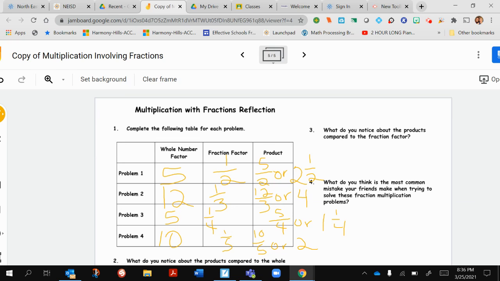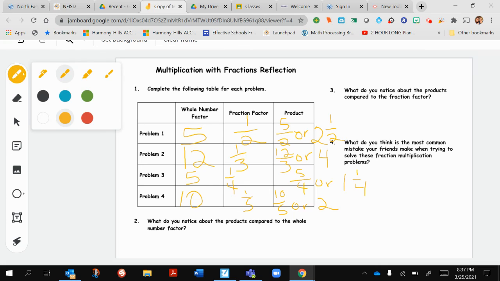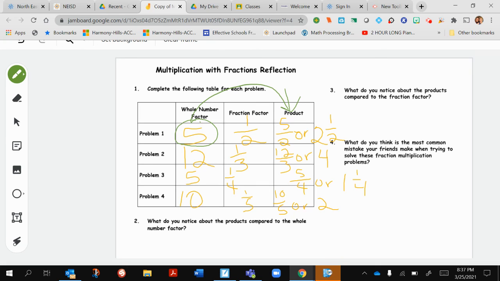Okay, and so then you'll just need to answer these questions. What do you notice about the products compared to the whole? Let me change my pens here. So this is what you're writing. What do you notice about the products, the answer, compared to the whole number factor? So what do you notice about this whole number and the product? And then you'll type out your opinion, because I don't want to share mine. So something with what you are noticing, not what I notice.